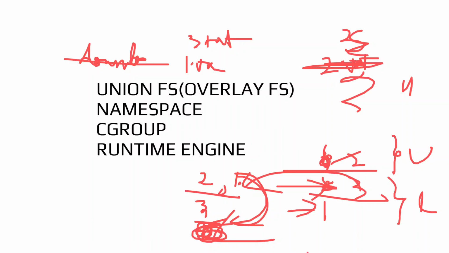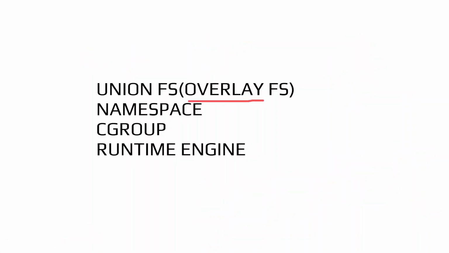So this whole principle is called copy on write, and this is the whole idea behind this overlay FS. This is the file system that containers use, and especially Docker uses something called the overlay file system, which is the Linux implementation of what I told you.